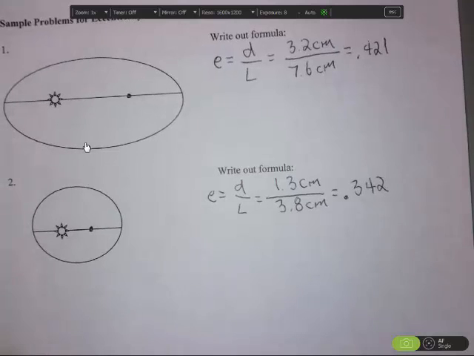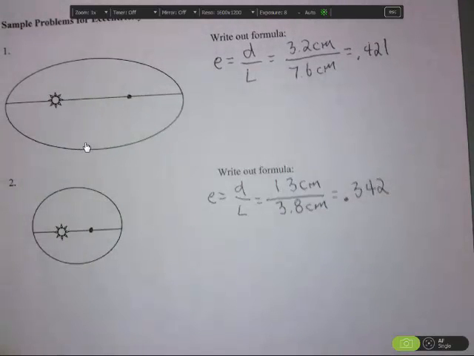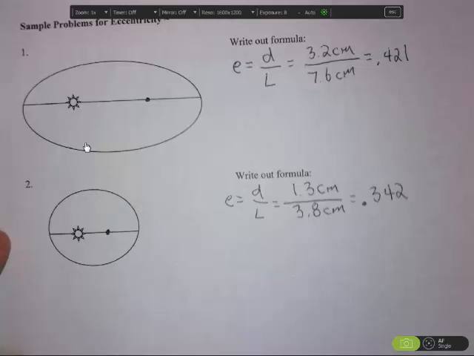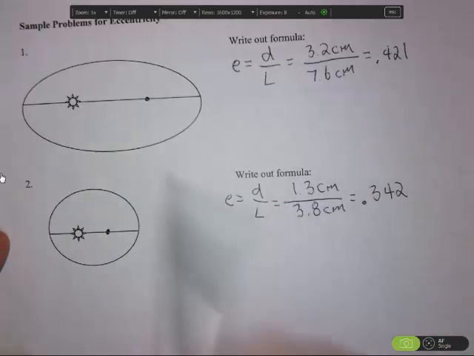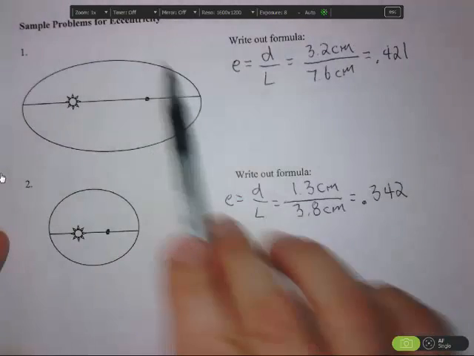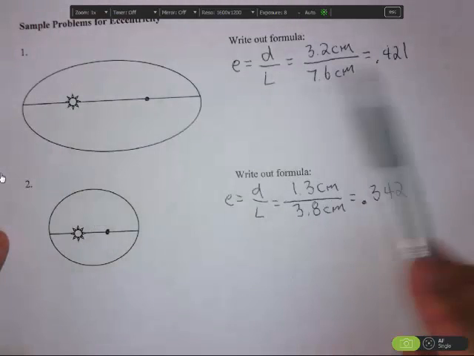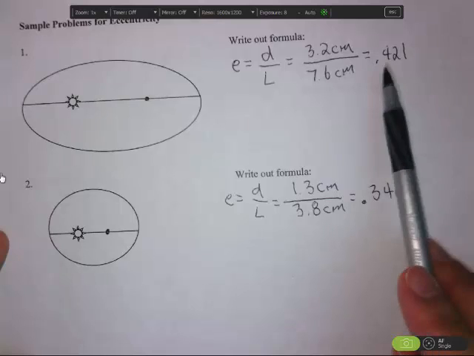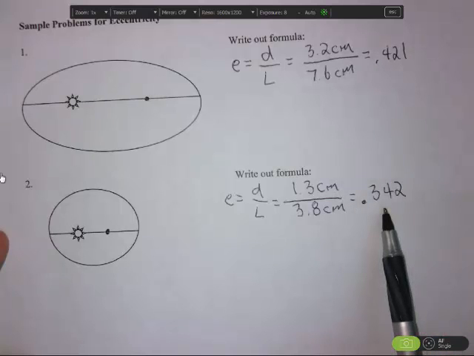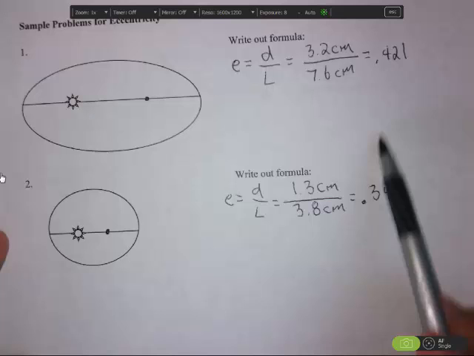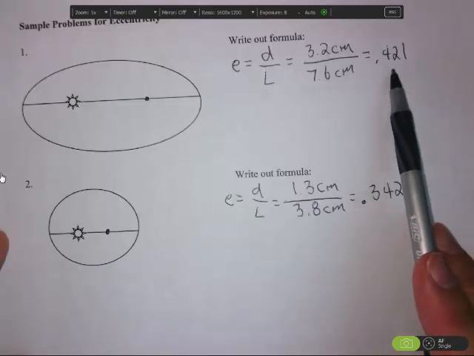Now, this is the point where I kind of want you to think a little bit about what you're looking at. You can see that this shape over here is more elliptical. In other words, it's more squished. It's less like a circle. Then look at the number, or the eccentricity. The eccentricity is higher than the one over here. In other words, what that means is when eccentricity is higher, you have a more elliptical shape.